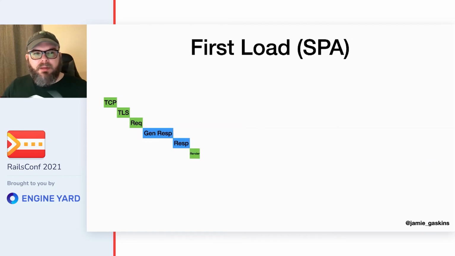With a single page app, the generate response step is a lot shorter because it's typically only serving up a static HTML page. So it seems like that might be a no-brainer, but that response isn't doing anything. It's just serving up static HTML with a very minimal HTML template. It doesn't do anything useful until after we load the JavaScript, which we haven't done yet.